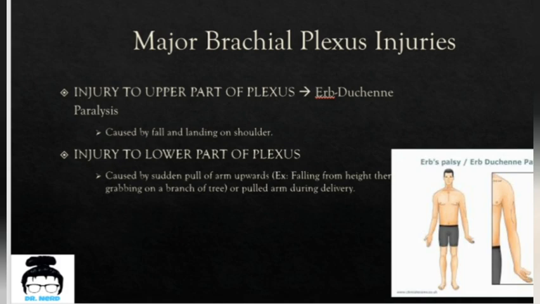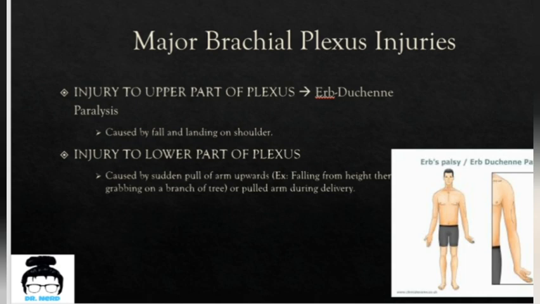As a result, the patient will have the waiter's tip hand, which is adducted shoulder, medially rotated arm, extended elbow, in addition to the loss of sensation of the lateral aspect of the upper limb.